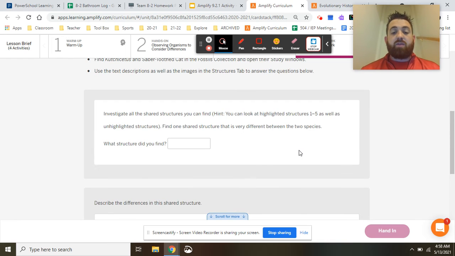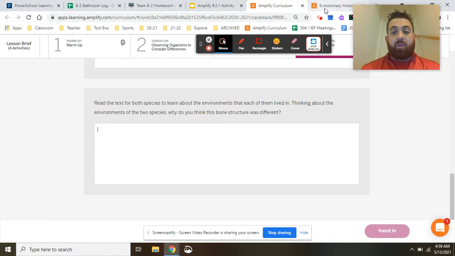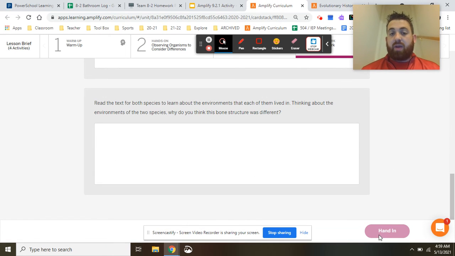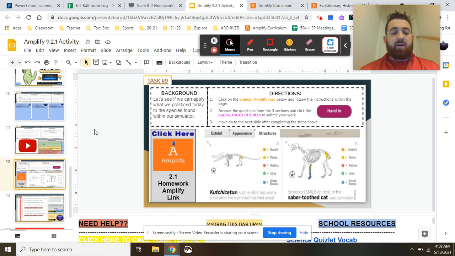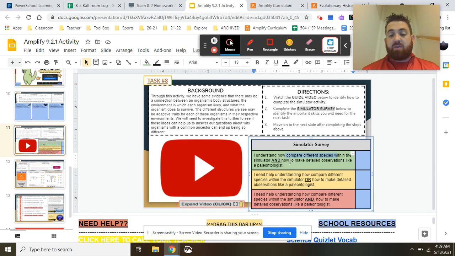Okay. So once you've collected your evidence, once you've answered the questions in detail, comparing the two species one to the other, we'd click the purple hand in button. So back here on the survey, we're going to be looking to answer our survey question. Do we feel like we understand how to compare the different species and then how to make detailed observations like a paleontologist? If you put your X in yellow or red, come see me. Otherwise, good luck.